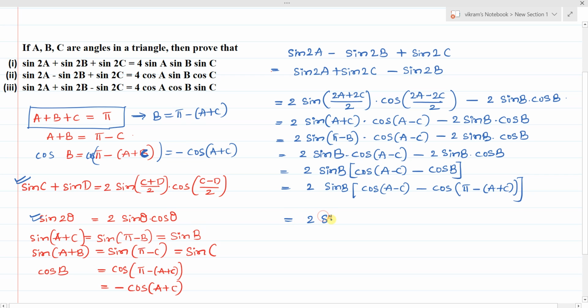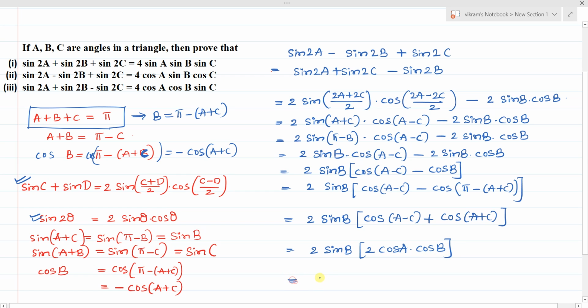Then we can simplify this: 2 sin B times cos of (A minus C) minus into minus, which is plus cos of (A plus C). So it is cos of (A minus C) plus cos of (A plus C). And we know the formula that cos of (A plus B) plus cos of (A minus B) is 2 cos A into cos B.